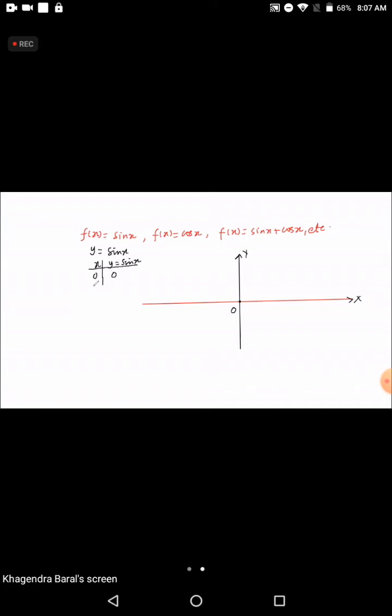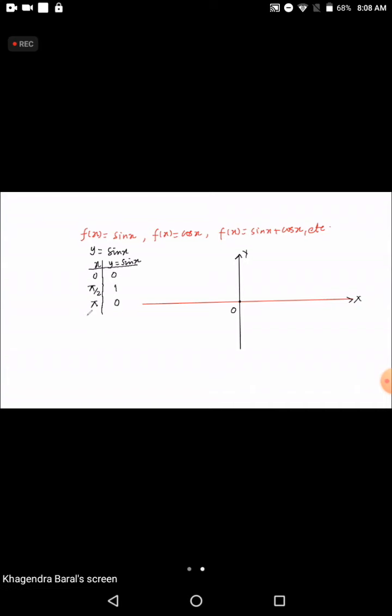If we take x is equal to, let us say, pi by 2, that is 90 degree, then y is equal to sin pi by 2, which is equal to 1. By taking x is equal to 180 degree, that is pi, we again get the value of sin 180 degree is equal to 0.